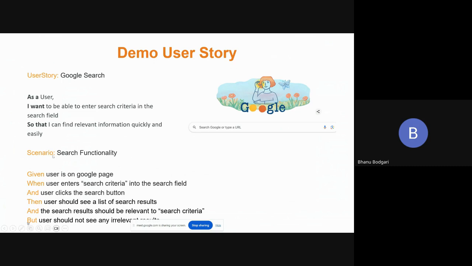So as a user, you are able to see that user story. Now, when it comes to the BDD, this is what we have. The scenario is the keyword again, which describes what the scenario is about. This is a search functionality: given user is on this Google page, when user enters search criteria in the search field and clicks on the search button, then user should be able to see the list of features and the search result should be relevant to the search criteria, but user should not be able to see irrelevant results.